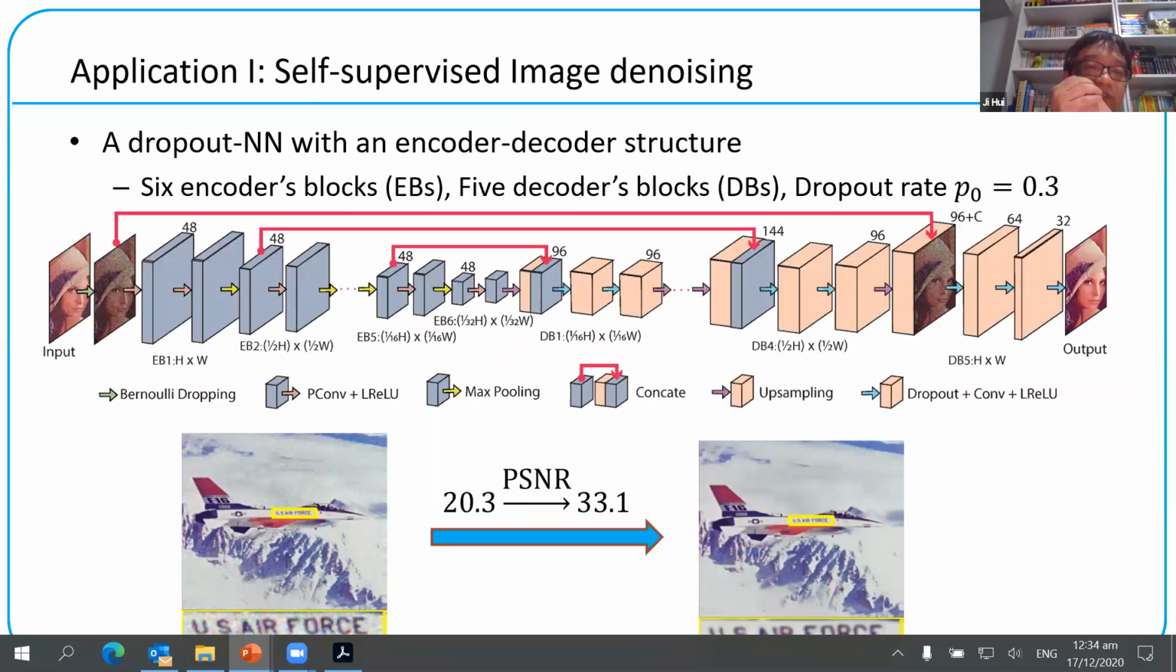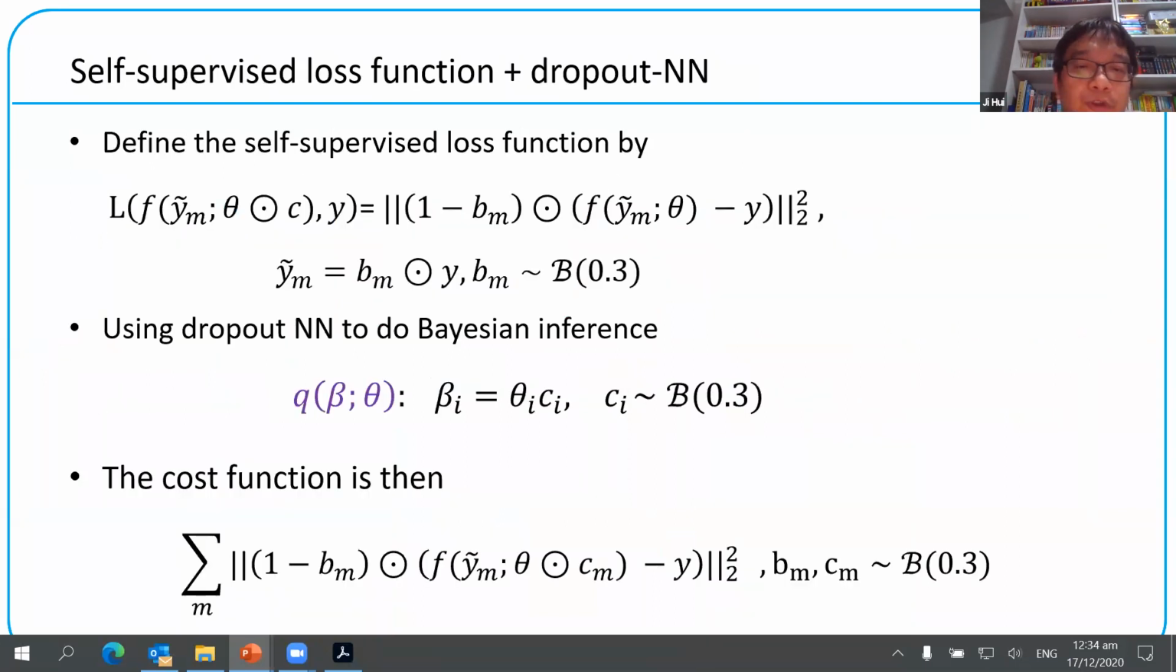So let's see how to use these two techniques we introduced to solve a real problem. First, we consider image denoising. We are using a dropout neural network with an encoder-decoder structure. We have 6 encoder blocks and 5 decoder blocks, and we try to do the image denoising to improve its signal-to-noise ratio. Remember, here we are using two things together: the self-supervised loss function together with the approximate MMSE estimator. So this is the loss function we're going to use.